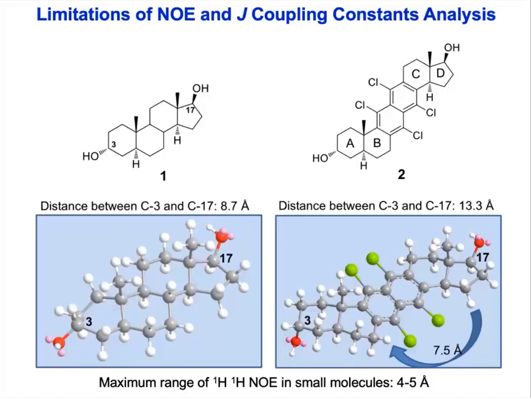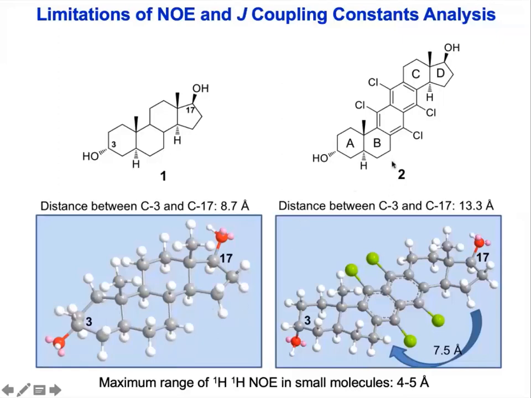For example, if we want to determine the relative configuration of carbon-3 and carbon-17 that are located 8.7 angstroms away, what I do is go through a relay of J coupling constants or NOEs, and in that way I can correlate because I have spatial information in a certain way.